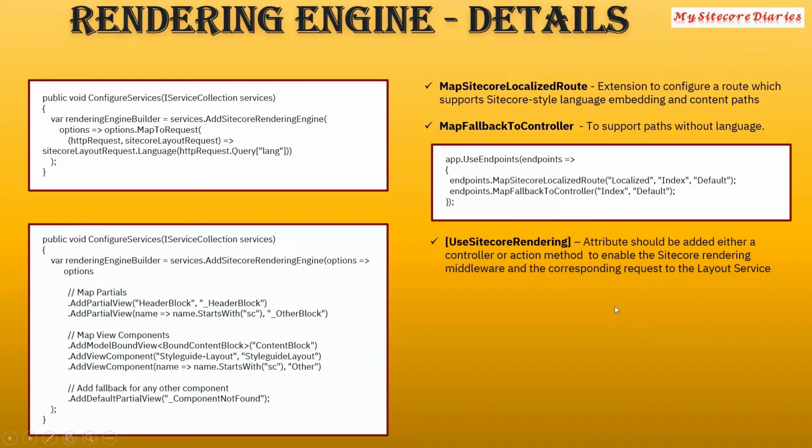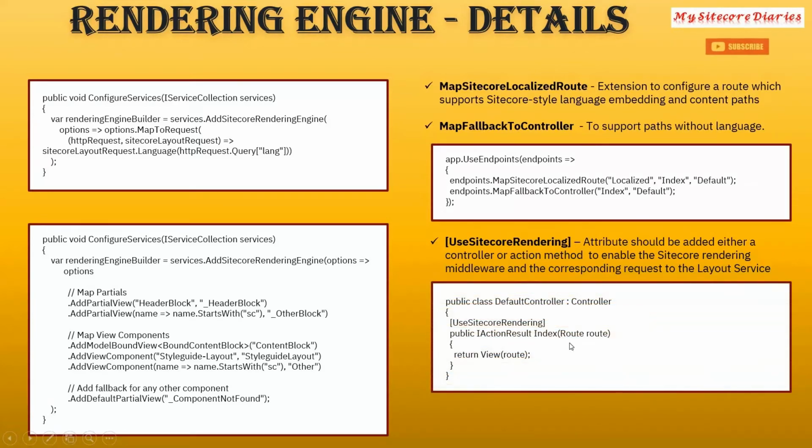Use Sitecore rendering is an attribute, or action filter, which should be added to either a controller or an action method to enable the Sitecore rendering middleware. If you add it on a controller, all the actions of the controller will become Sitecore rendering, whereas if you add it on a method, that specific method will become Sitecore rendering. This attribute enables the Sitecore rendering middleware and the corresponding request to the layout service. This is an example of it.